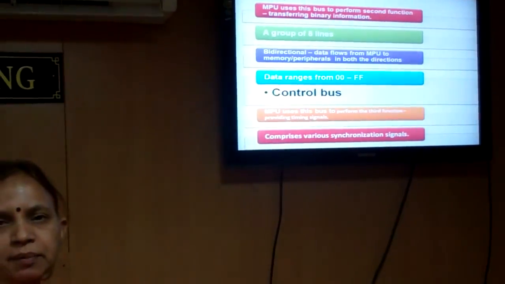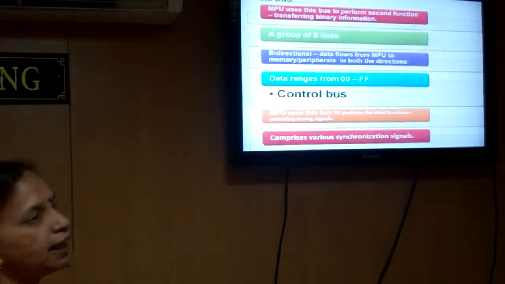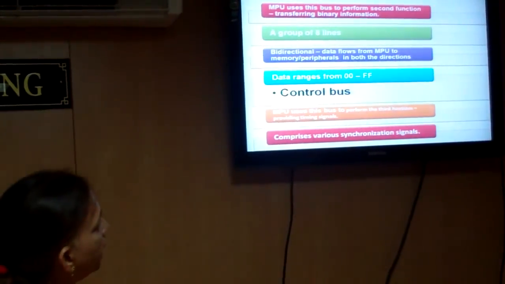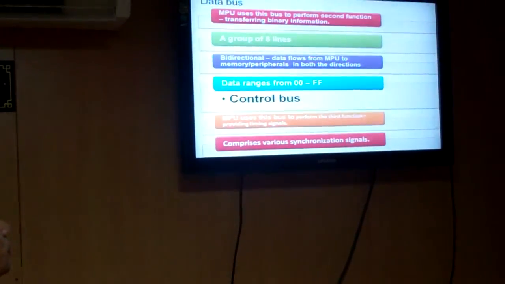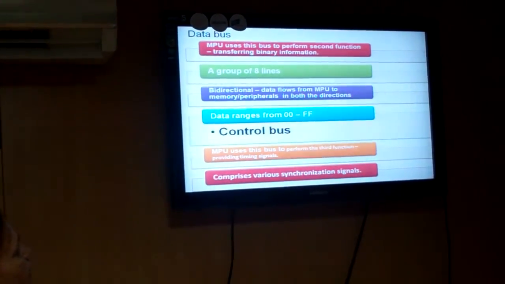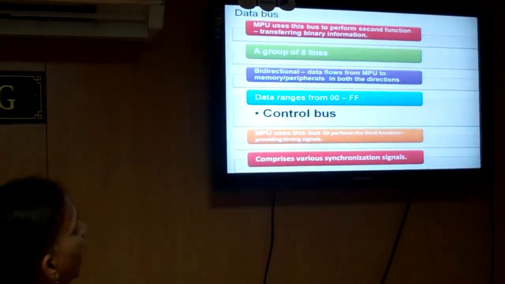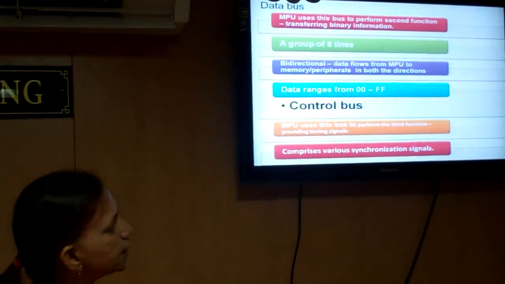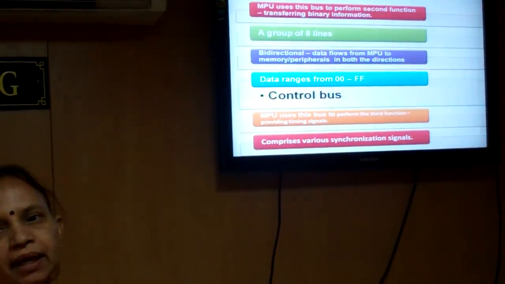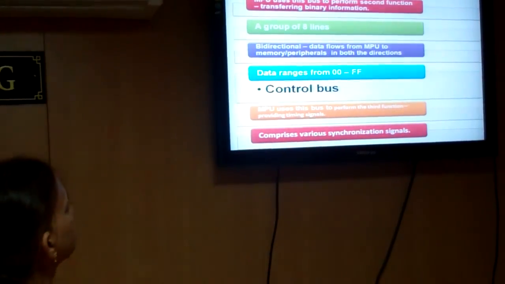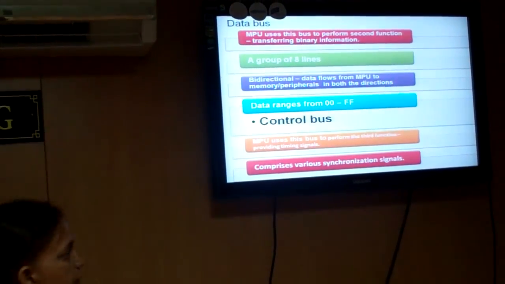All these buses, as I told already, are a group of lines. So the data bus consists of 8 lines and it is bidirectional, as seen here. That means it carries information from the microprocessor unit to peripheral or memory devices in both directions. It's a to-and-fro flow. Since it's 8 lines, the data range is from 0 to 255, and when you express this in hexadecimal notation, it is from 00 to FF. These many data values are possible.